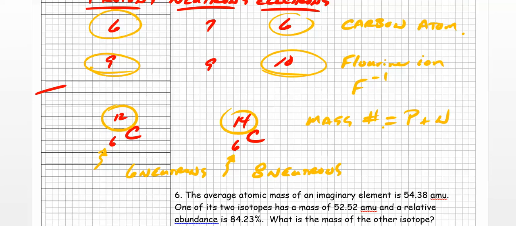One we'll call carbon 12. We can abbreviate that as C12. And the other one, carbon 14, we can abbreviate that one as C14, just like that.